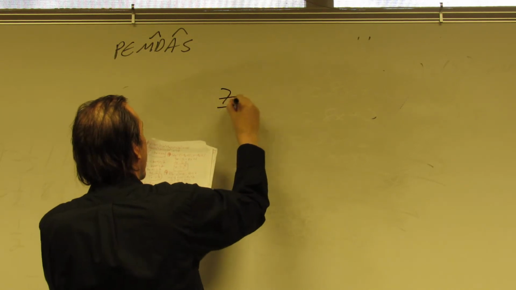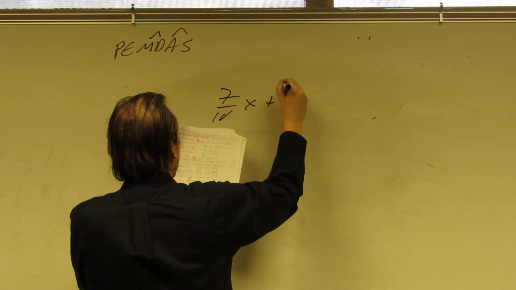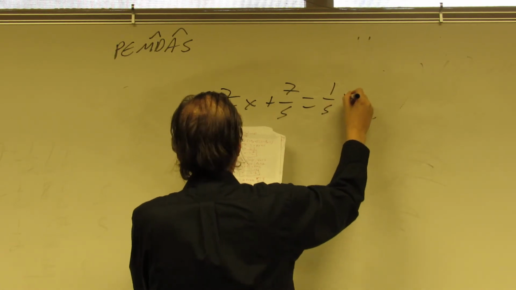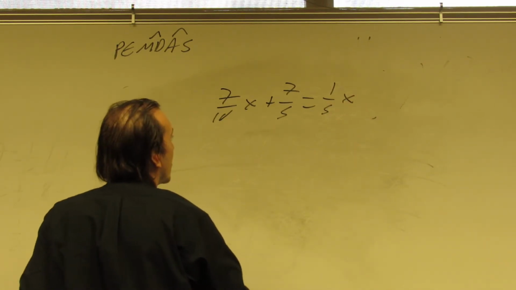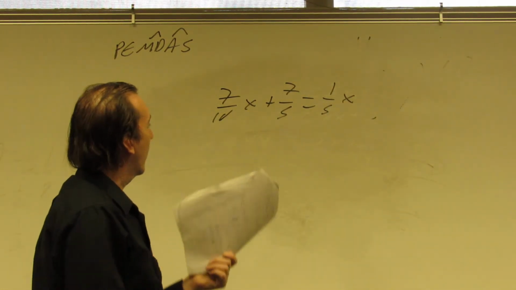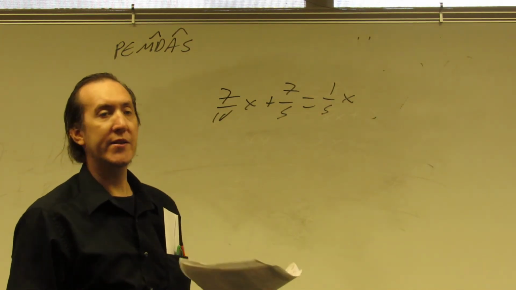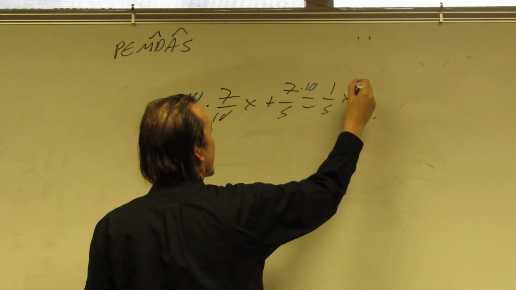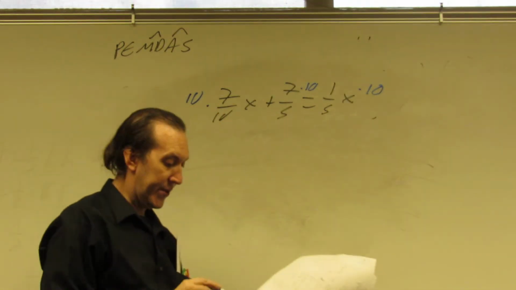Next, 7 over 10 x plus 7 over 5 equals 1 over 5 times x. So we need to get rid of our fractions, so we're going to multiply by the least common denominator, which is 10. So this times 10, this times 10, and this times 10.